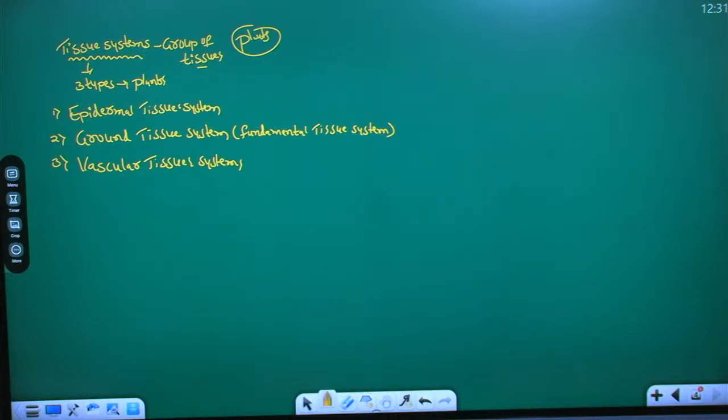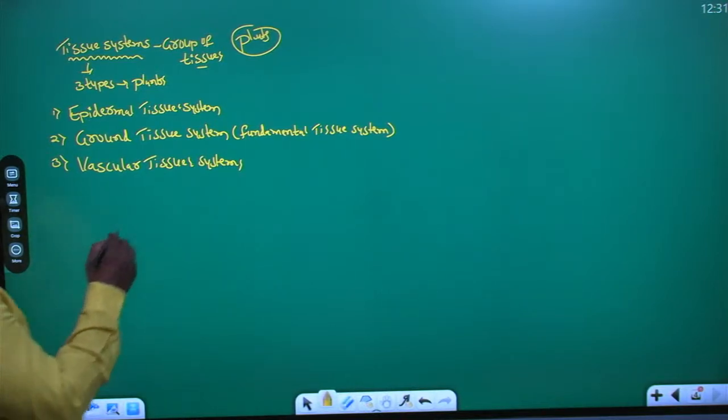Ready? If the tissue topic is deleted from MSET, without this basic knowledge, anatomy is not possible to understand. You don't expect a question from it, but without this topic it is not possible to understand anatomy. That is the next topic, that's why we teach it. So the ground tissue system is also called the fundamental tissue system.